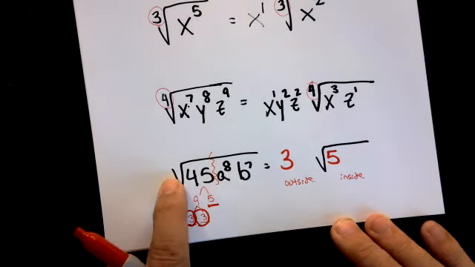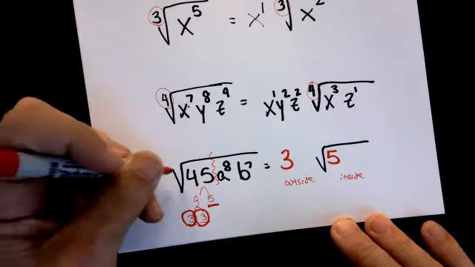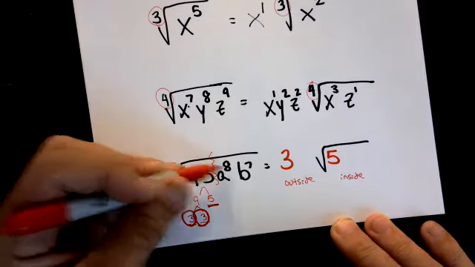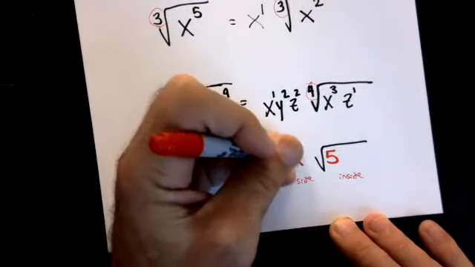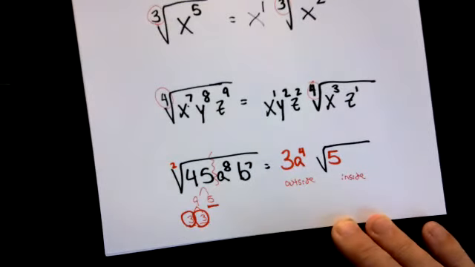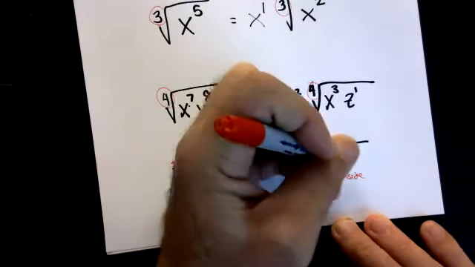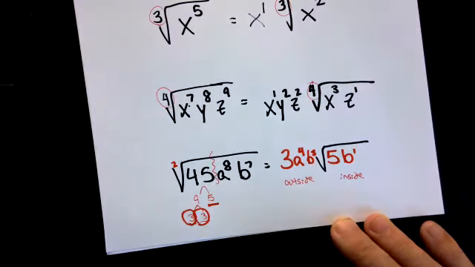Variables and exponents, remember I just divide. If you don't see an index, it's a 2. Okay, divide, 8 divided by 2. It goes in 4 times evenly. 7 divided by 2, it goes in 3 times with 1 left over.